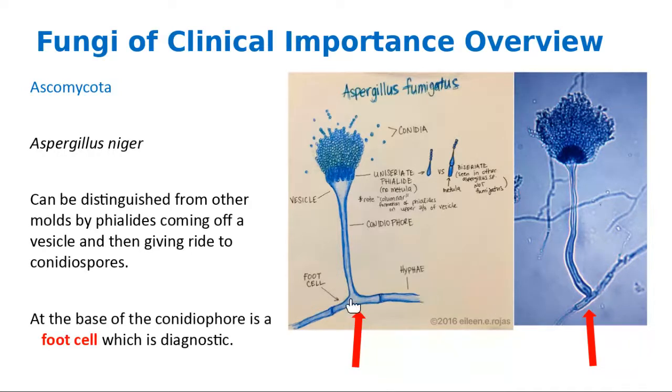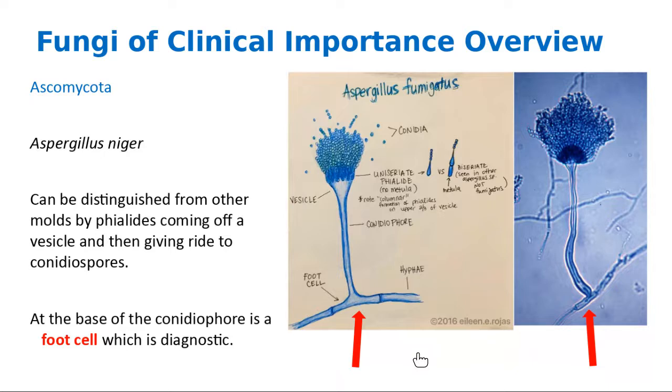Here, this is a drawing by this young lady, Aline Rojas, right? Don't know her, but I liked her drawing, so I used it. And then here's a foot cell in a microscopic image of the organism, right? So if you see a foot cell, and I will show you a foot cell, right? So you want to look at the base of that fungus, right? Because it will either be a foot cell or it will be rhizoids, and that'll be really helpful for us to be able to tell them apart.